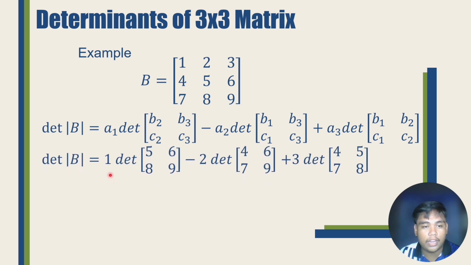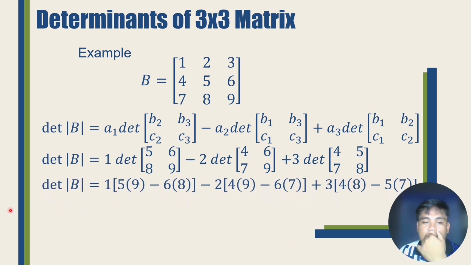We have 1 times the determinant of 5, 6, 8, 9, minus 2 times the determinant of 4, 6, 7, 9, plus 3 times the determinant of 4, 5, 7, 8. So let's get the determinant of these matrices. We get 1 times the quantity of 5 times 9 minus 6 times 8, minus 2 times the quantity of 4 times 9 minus 6 times 7, plus 3 times the quantity of 4 times 8 minus 5 times 7.